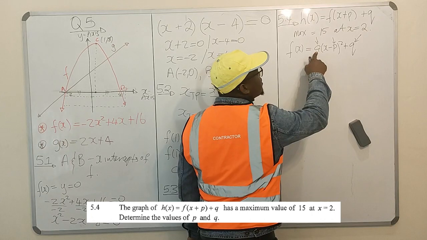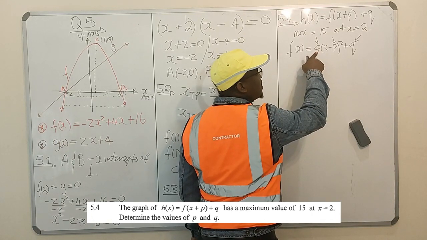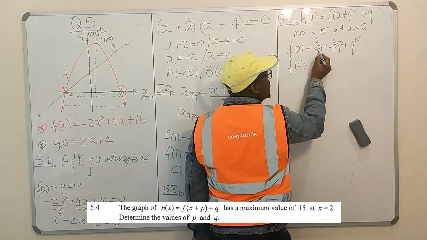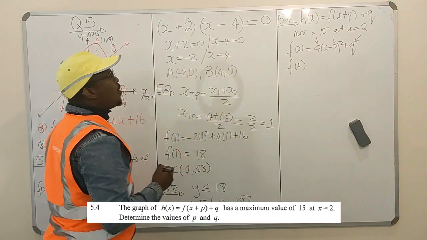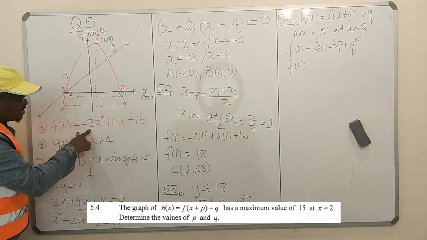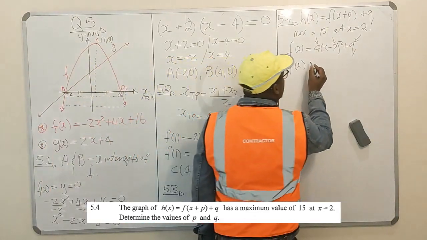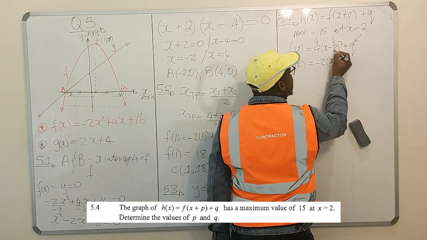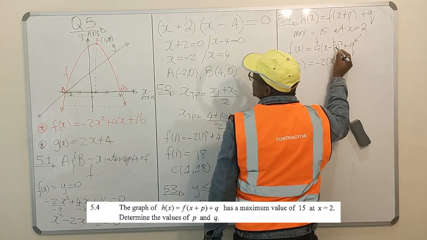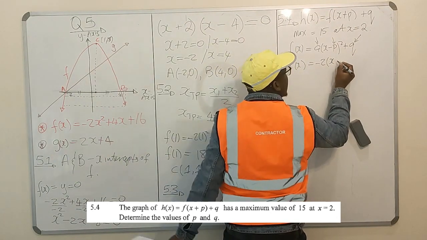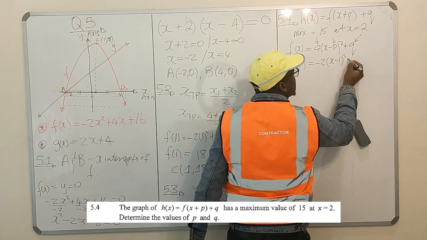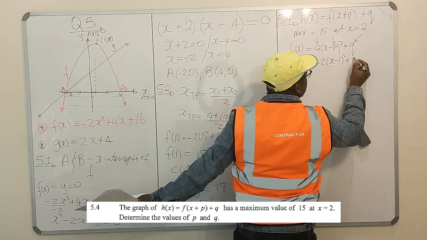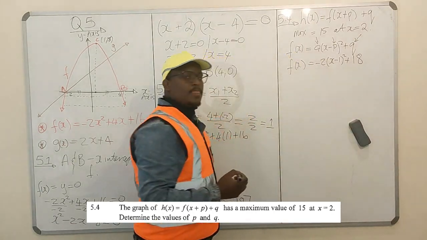a is the coefficient of x squared, actually, sorry, not the first term. So f of x is equal to a. What is the coefficient of your x squared? The coefficient of x squared is minus 2. So you have minus 2 here. x minus, this is the x coordinate of the turning point. What is the x coordinate of the turning point? It's 1. So x minus 1 all squared, plus q. q is the y coordinate of the turning point, plus 18. This is what we have.